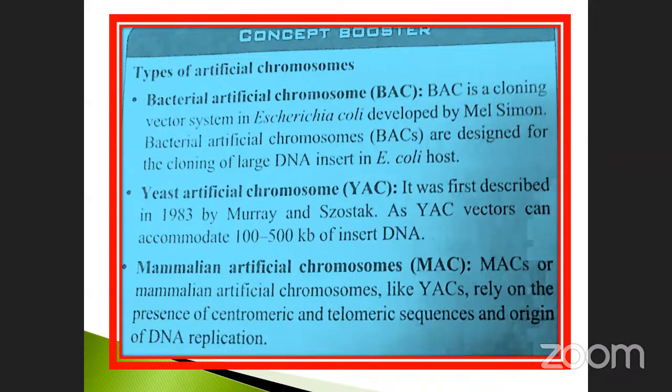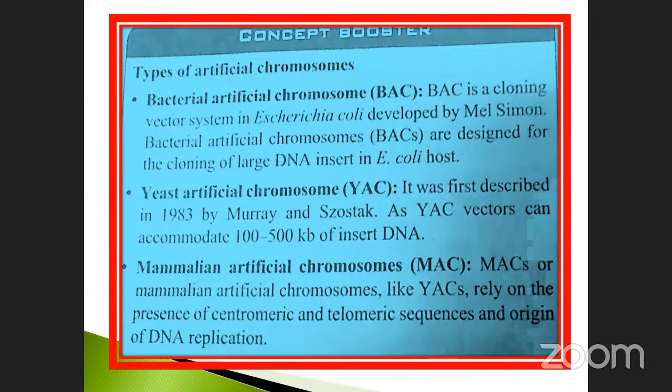The second one is the yeast artificial chromosome, also called YAC. It was first described in 1983 by Murray and Szostak. The YAC vector can accommodate 100 to 500 kilobases of insert DNA, whereas normally it is about 10 to 20 kilobases only. In this category, the yeast artificial chromosome can accommodate 100 to 500 kilobases of inserted DNA. This is an important point compared to the other two.